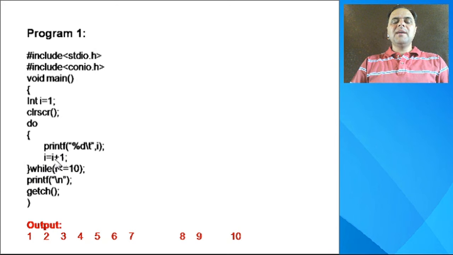Then 10 got printed here and it becomes 11. So is 11 less than or equal to 10? No, the condition is false. It will go out of the loop. Out of the loop, the print statement will be executed, that is, a new line, and the program ends here. So 1 2 3 4 5 6 7 8 9 10 got printed using this do while loop.